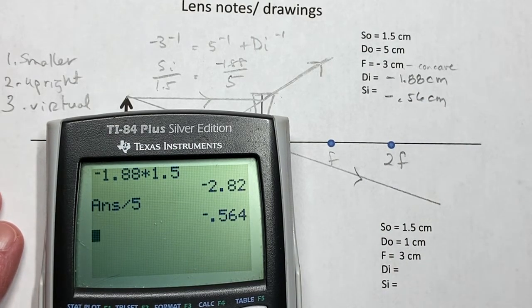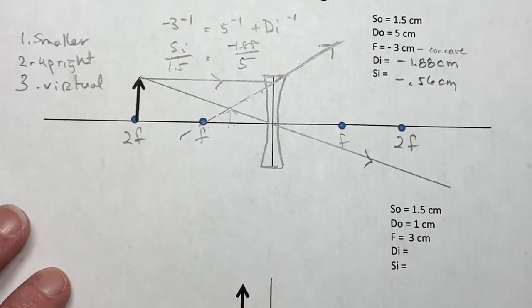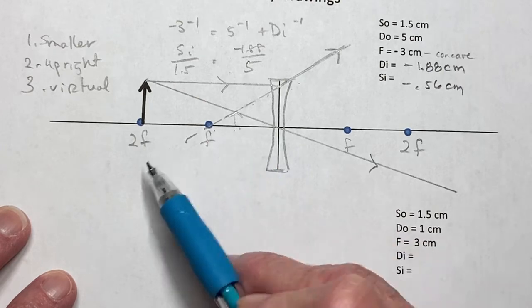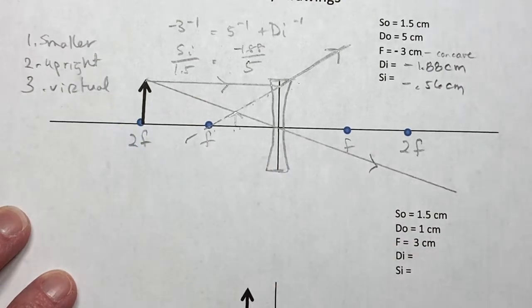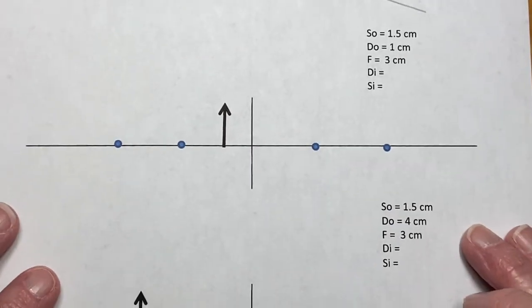We can do magnification. I'm just leaving it off because you can just divide those. Why is it negative? It's virtual. That all matches. Okay, so there is a concave. Concave lenses will always be smaller, upright, and virtual. They will not vary. All right, let's go to the next one.